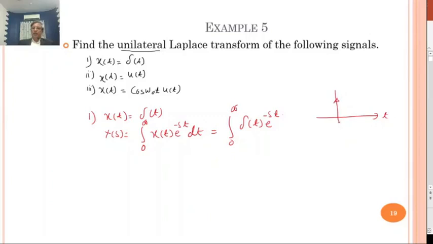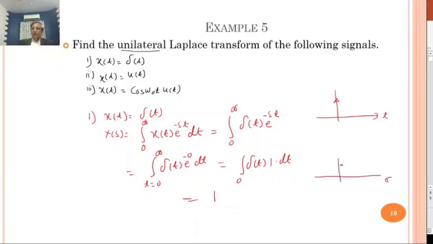This signal exists only at t equal to 0. As the signal exists only for t equal to 0, we write 0 to infinity delta t e raised to minus 0, substituting t equal to 0, dt, and that equals 0 to infinity delta t into 1 into dt. Here the integration of delta t means the area under the delta function is 1, so this is 1, which means the ROC is the entire S plane, for any sigma value.